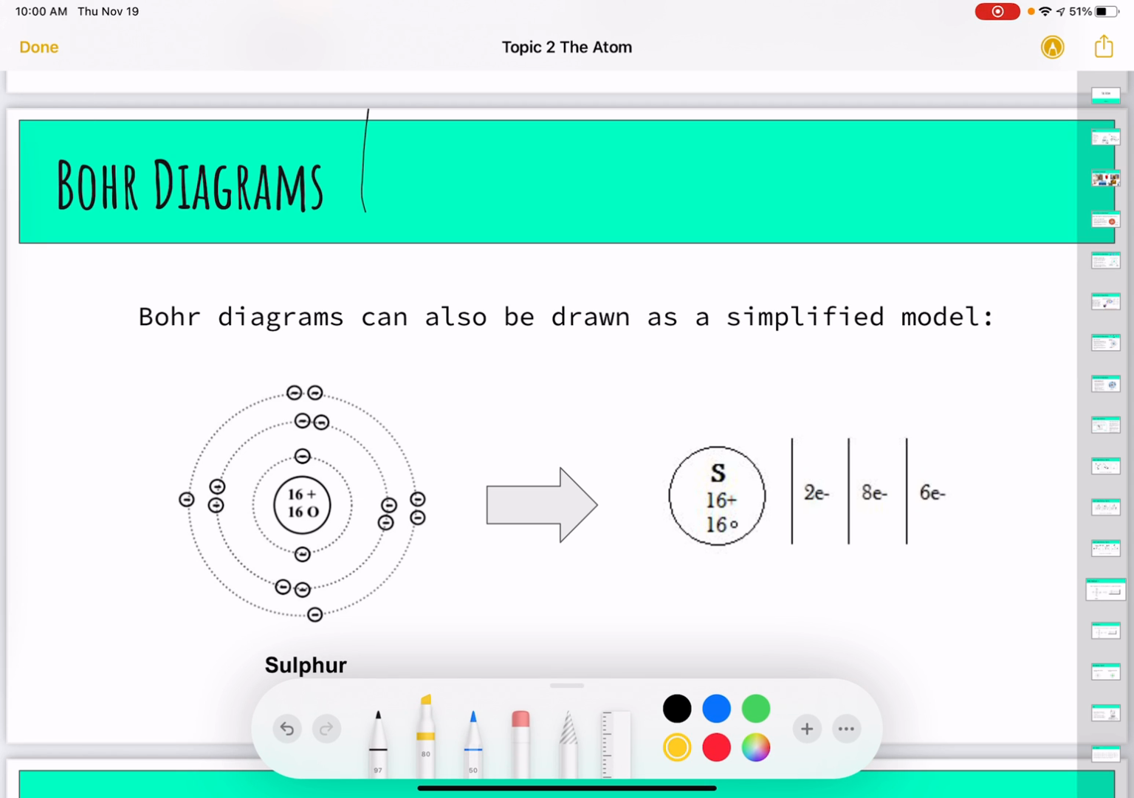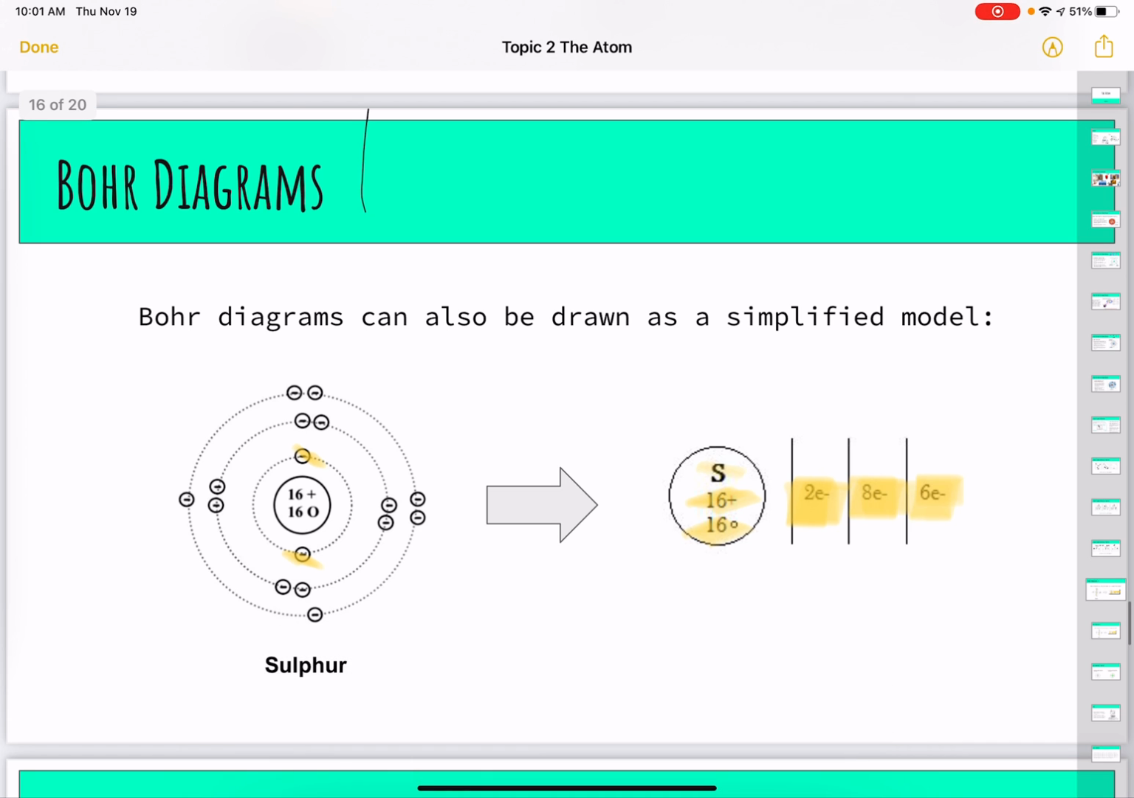So the first shell has 2 electrons, and that's represented here. The second shell has 8, so that's the second shell here. And then the last shell has 6, so farthest away from the center is the 6 electrons. All right, so right here, 16 represents the protons, and 16 with a 0 represents the neutrons. And then this S is obviously the atomic symbol for sulfur.